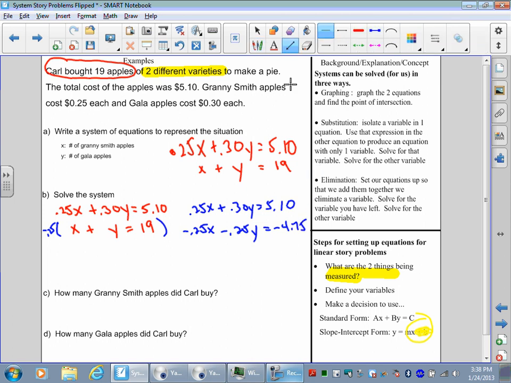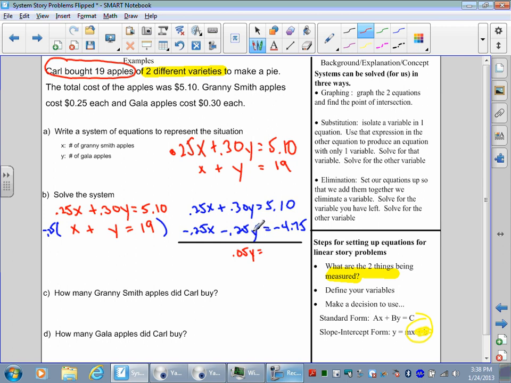Now I've set myself up to use elimination. So I can add these two equations together and eliminate a variable. When I do that, what I end up doing is eliminating the x's. Now, 0.30y plus negative 0.25y leaves me 0.05y equals. Now, what is $5.10 plus a negative $4.75? Well, that's 35 cents. Divide both sides by 5. I find out that y equals 7.